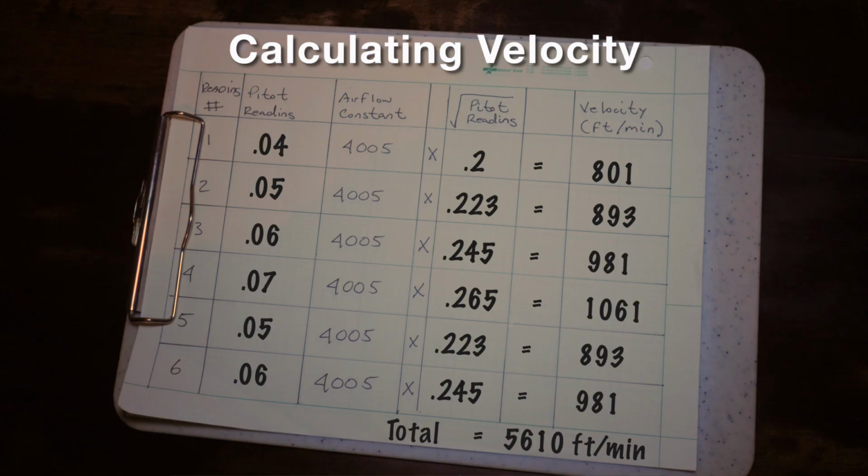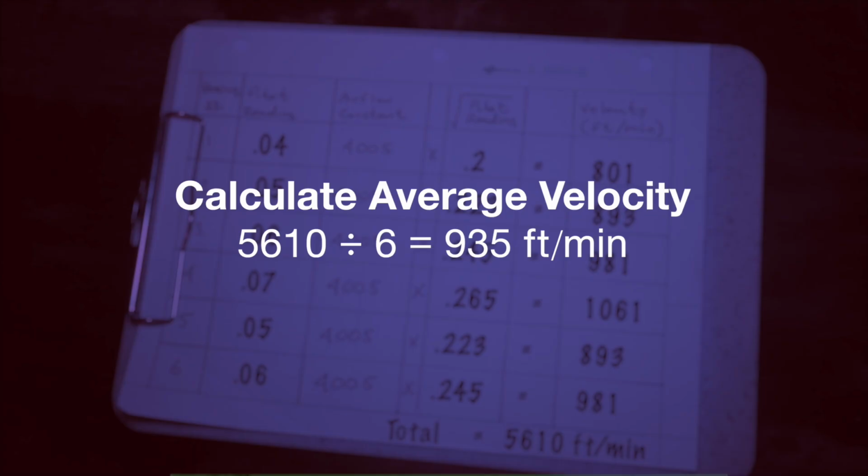After calculating each individual velocity, add them together. In this case, the 6 velocities add up to 5,610 feet per minute. Divide that sum by the number of measurements taken to achieve the final average calculated velocity. In this example, we divide by 6 for an average of 935 feet per minute.